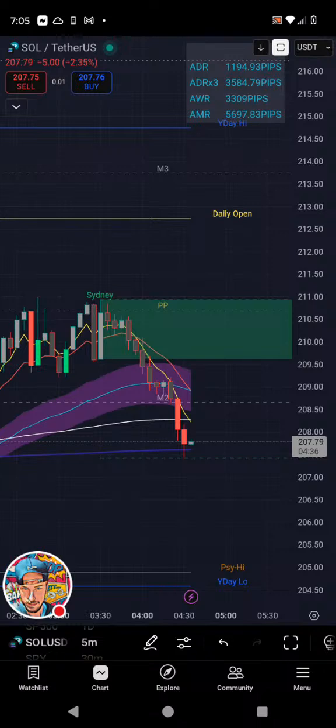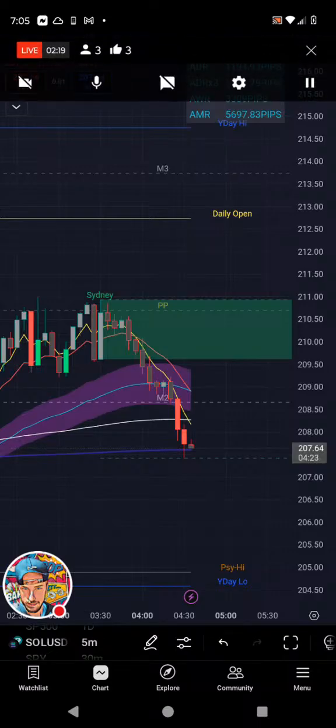Okay, so we hit that 800 moving average. And I want to see where we're going to go, if we're going to go below that moving average, through the 800. That's what we want to see.